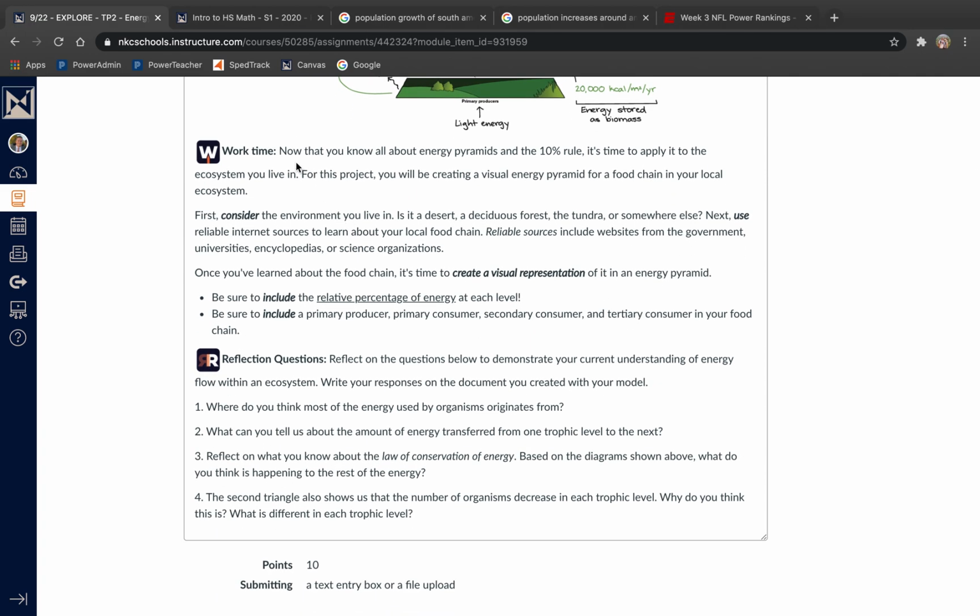Work time. Now that you know all about energy pyramids and the 10% rule, it's time to apply that in an ecosystem you live in. For this project, you'll be creating a visual energy pyramid for a food chain in your local ecosystem.